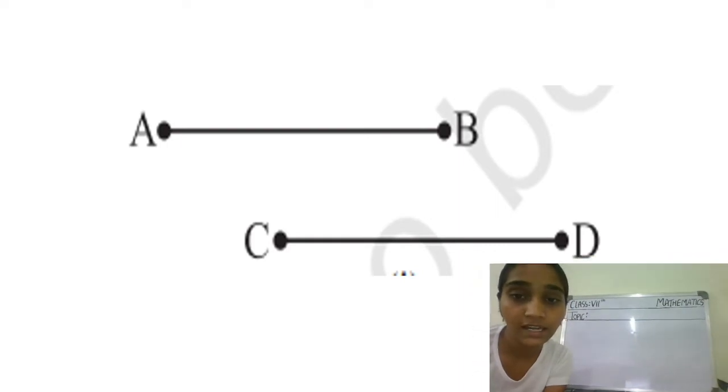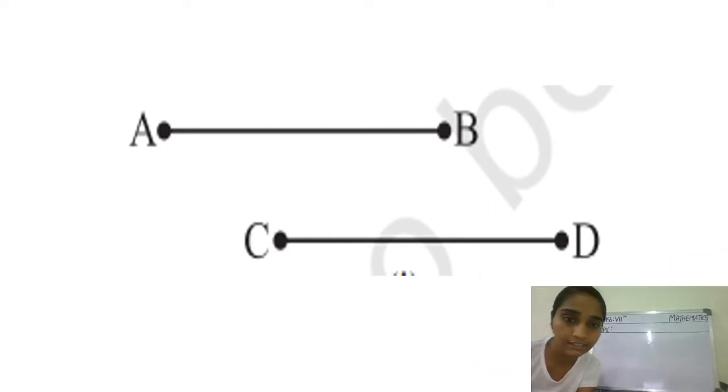You must be saying that there is another line CD, right? So we have two lines with us, one is AB and one is CD. Students, if I ask you whether these two lines are congruent or not, what is your take on it? You will say that it looks congruent, but for that we must check whether they are congruent or not.